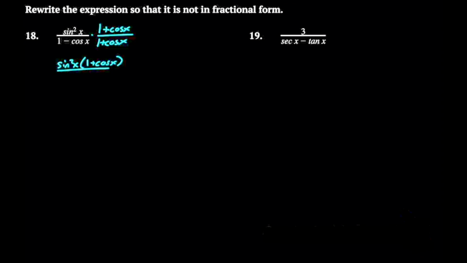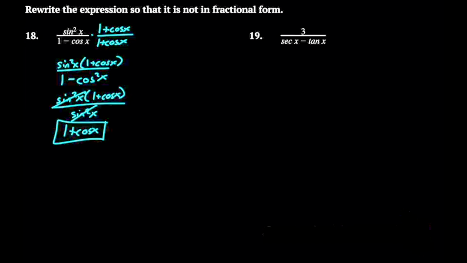But on bottom, I'm going to multiply these two together because, again, conjugates give us a difference of squares. So this would be 1 minus cosine squared of x. And 1 minus cosine squared is sine squared. So I'll keep the top the same, but I'll change the bottom into sine squared of x, because now I can cancel these two, and I'm left with just 1 plus cosine of x. And of course that's not in fractional form anymore.